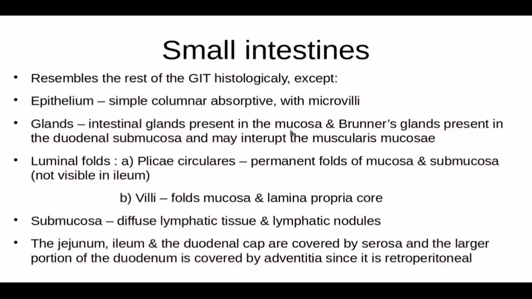Right, so now we'll go to the histology of the small intestines. This one resembles the rest of the GIT histologically, except for a few differences. The epithelium is simple columnar and is absorptive, with microvilli. We have glands in the mucosa and glands in the submucosa, but most of the glands in the small intestines are found in the mucosa.